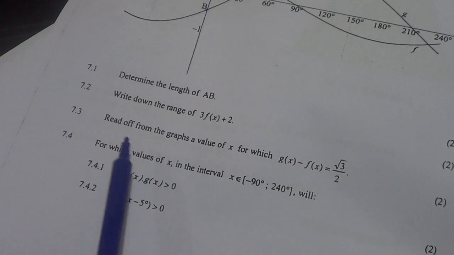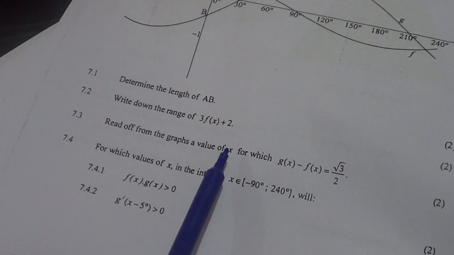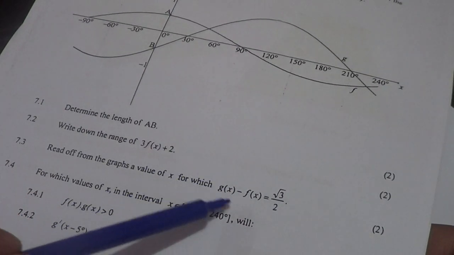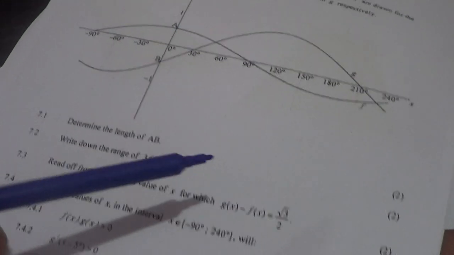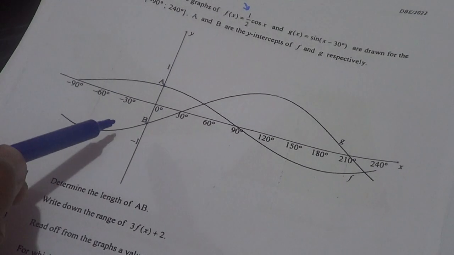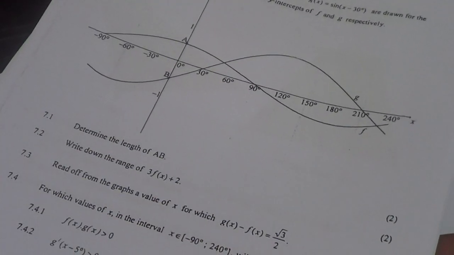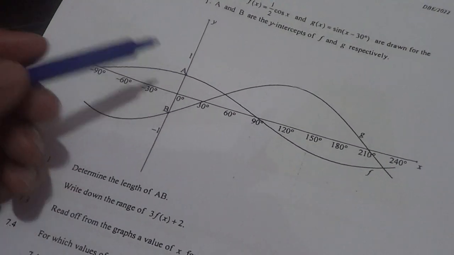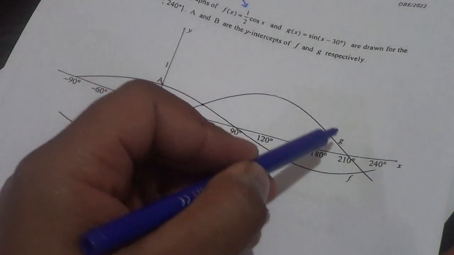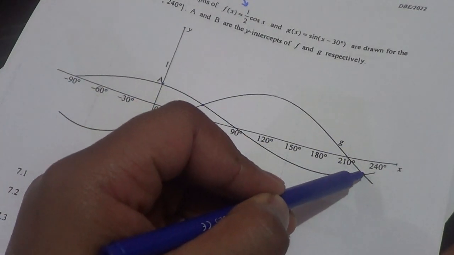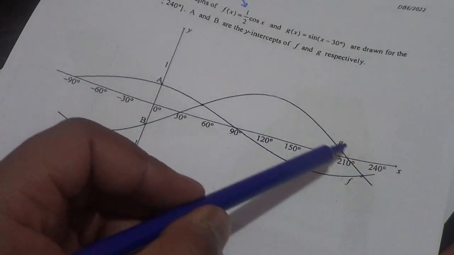Alright, it says now, read off from the graphs a value of x for which g of x minus f of x is equal to root 3 over 2. So that means my graph of g must be above the graph of f for this to happen. Where is that? G from this point on up until this point where they are equal. G in between appears above.